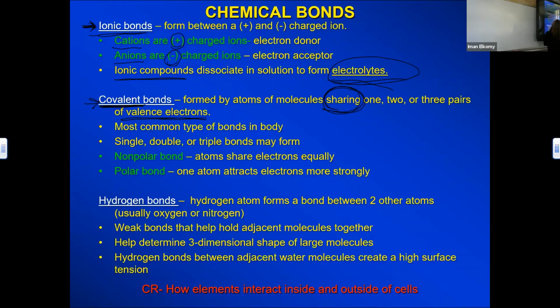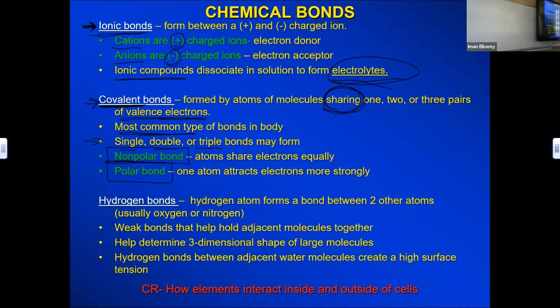So, covalent bonds are the most common type of bonds in our bodies. They can be single, double, or triple, and that number comes from how many electrons are shared. I can share one, have a single covalent, I can share two, have a double covalent, or I can share three and have a triple covalent bond. I can have two types of covalent bonds. I can have a non-polar bond or a polar bond. And when I'm talking about polarity, I'm talking about charge.